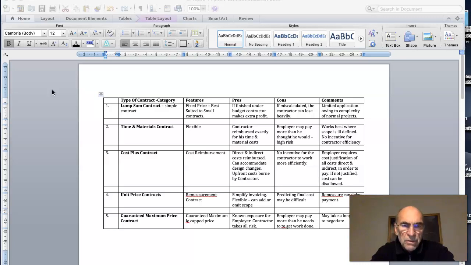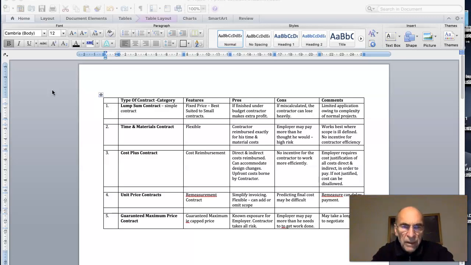Item 4 is unit price contracts. So these are basically remeasurement contracts. They simplify invoicing, and they can be flexible. You can add or omit scope, and predicting the final cost may be difficult, and the remeasure can delay the payment.